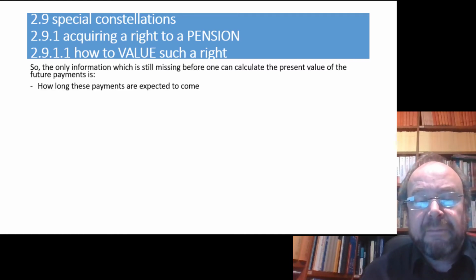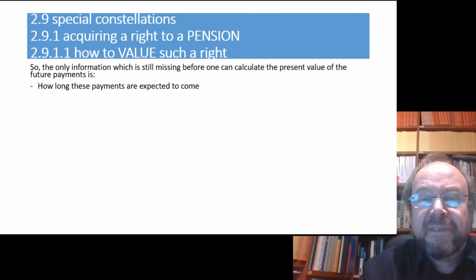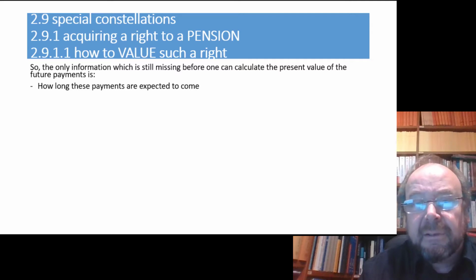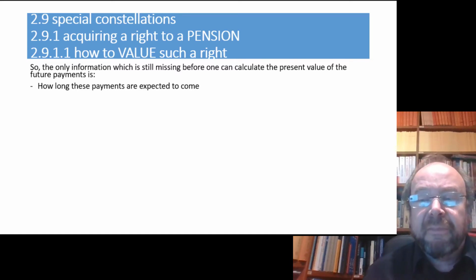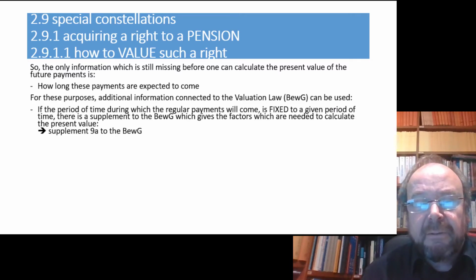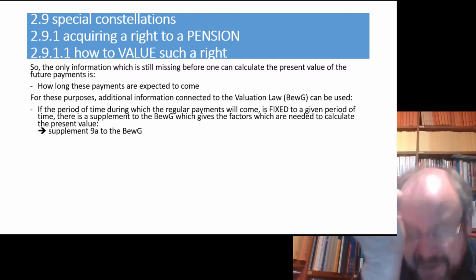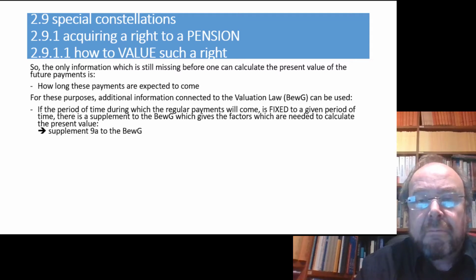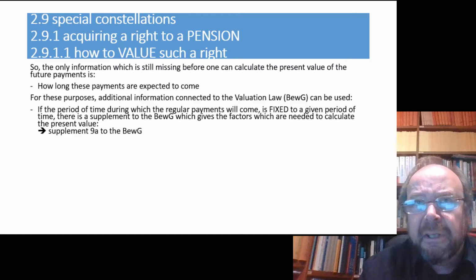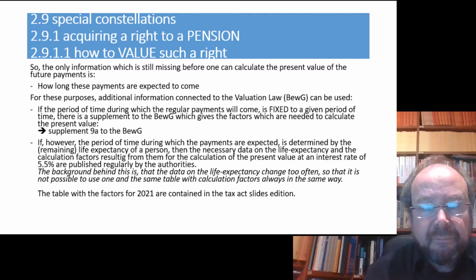Now, the only other information which you need to calculate a present value is to know how many future payments will come. There you need additional information from the case. For example, if there is a fixed time limit, so for example, you get a pension for a fixed period of 10 years and then it's cut off and finished, then there is a table with the necessary calculating factors given as a supplement to the valuation law, where you can look that up. That is supplement 9A, referring to paragraph 13, I believe, or 14. And you can look things up.